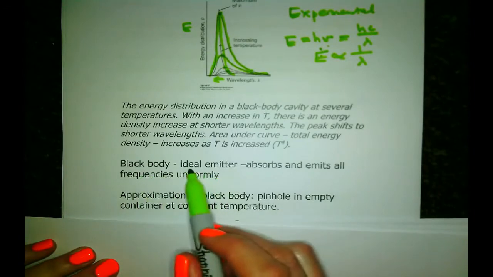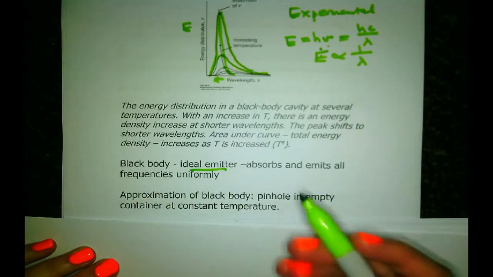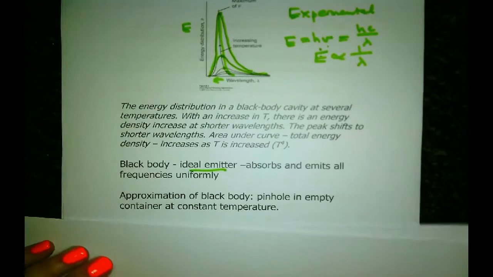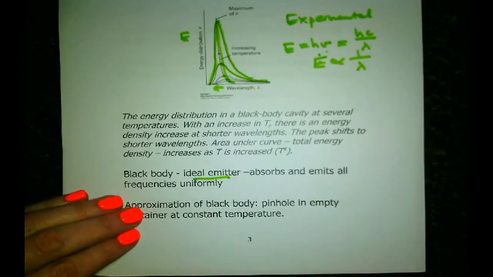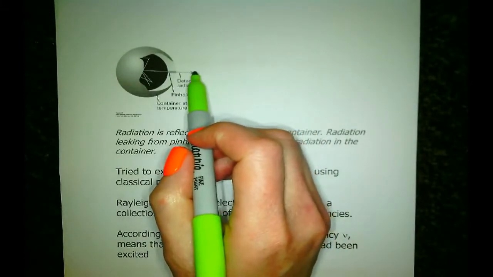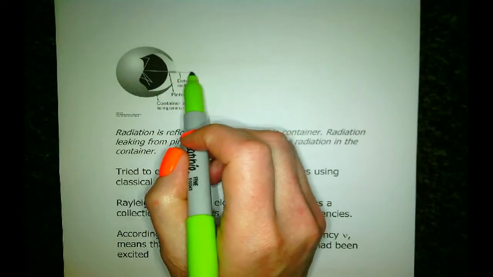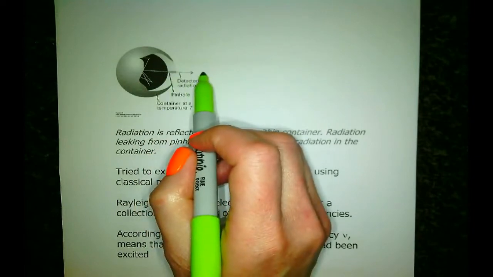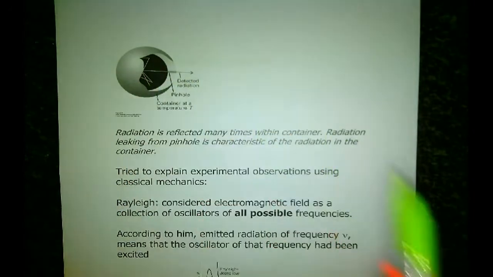Now, a black body is something that we call an ideal emitter. The only thing you need to know about this is that it absorbs and emits all frequencies or wavelengths uniformly. It means that it doesn't retain any wavelength, or it doesn't absorb any wavelength. So for example, if you have an empty container that allows light to come in and the same wavelengths of light are allowed to exit, nothing is retained inside the container.